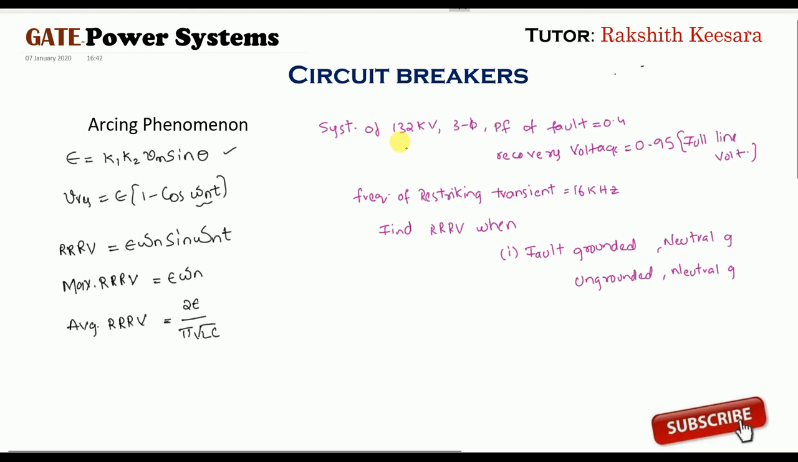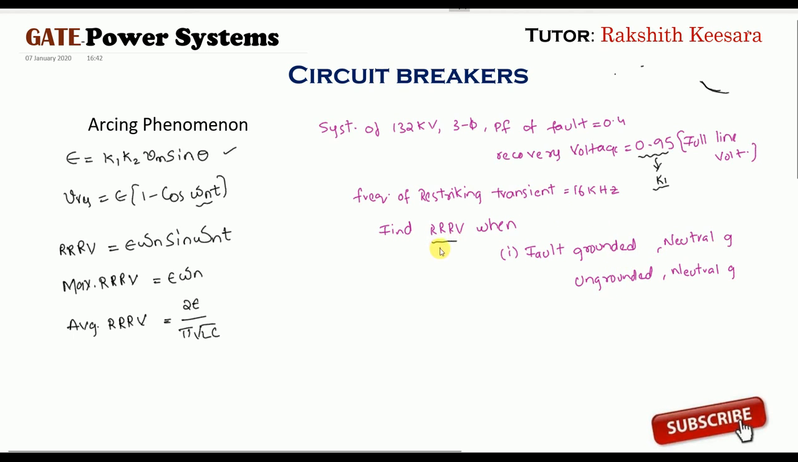And students, in this question, system of 132 kilovolt, 3 phase, power factor of fault is 0.4 and recovery voltage is 0.95 times the full line voltage. Actually students, the recovery voltage should be equal to full line voltage, but it is given as 0.95 times. This is the value of K1. In this manner, he will mention the value of K1 to us. Next, frequency of restriking transient is 16 kHz. Find RRRV when fault is grounded and fault is ungrounded.